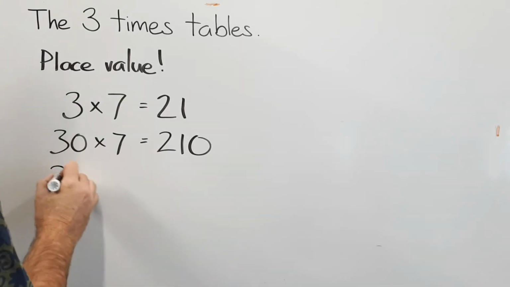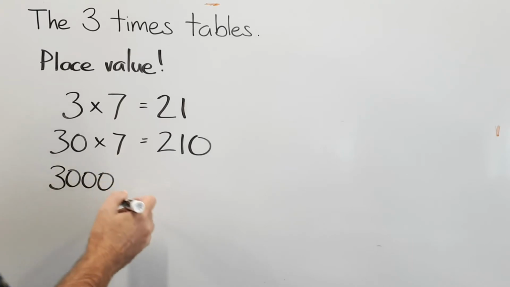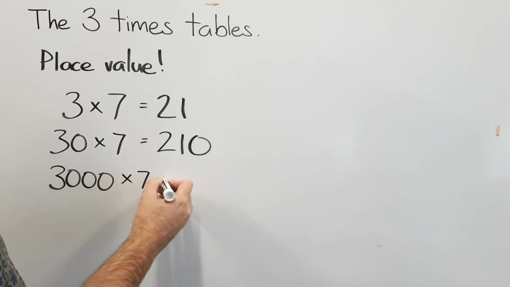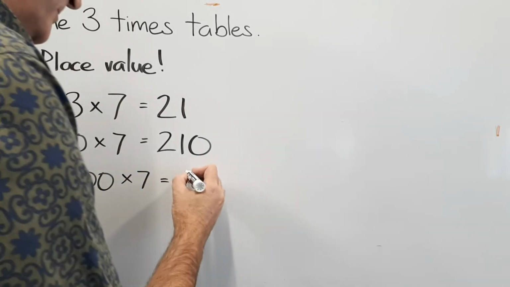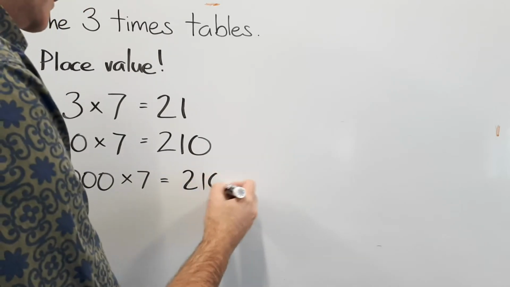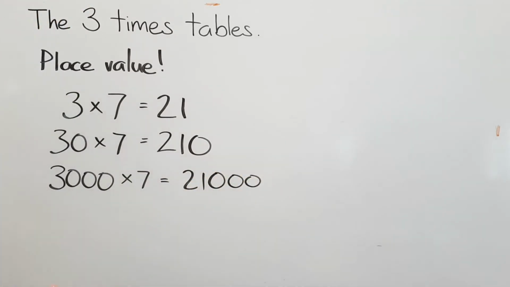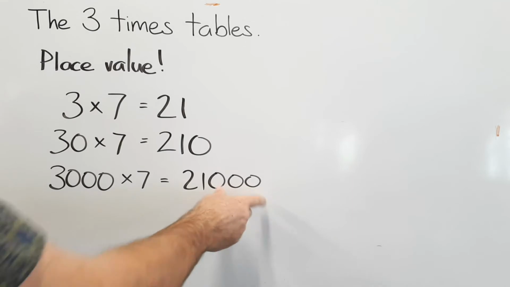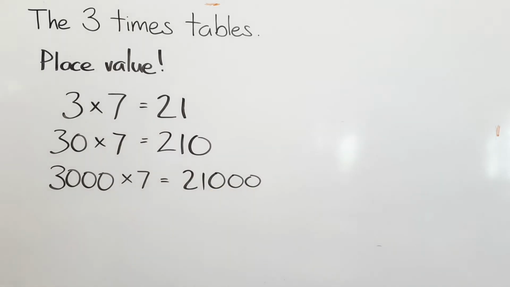So if you had 3,000 times 7, your new number would be 21,000. Little tip that you can do here is basically just however many zeros you've got there, just make sure you've got the same amount of zeros on the other side and you'll get the correct answer. Works with tiny numbers too.